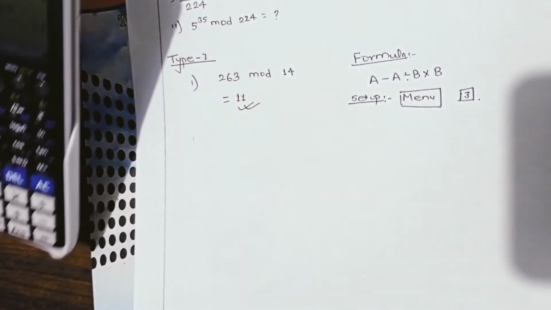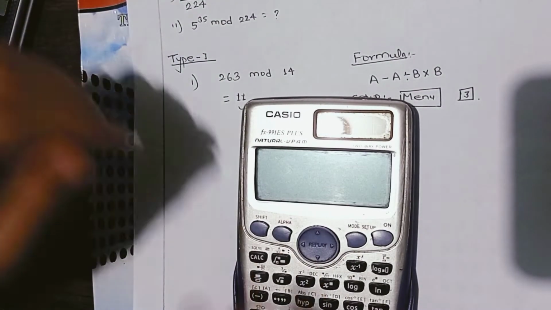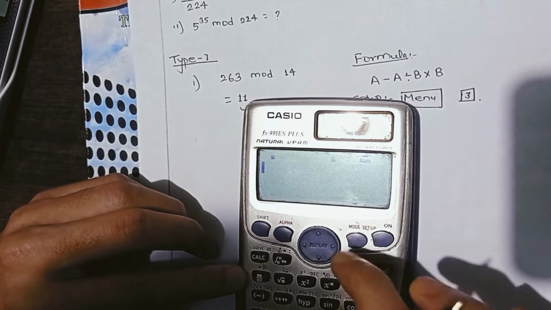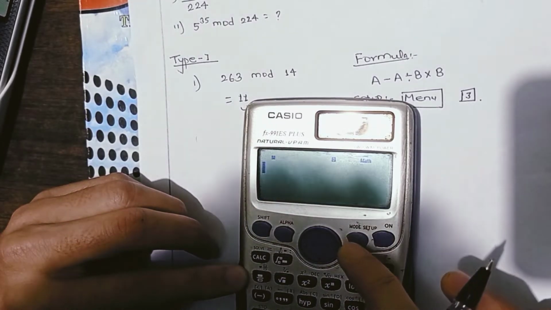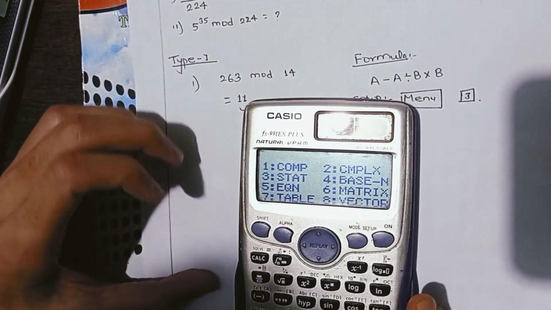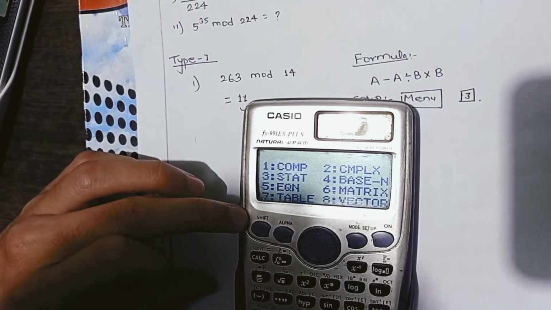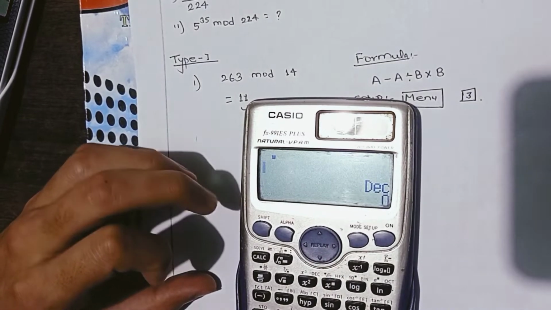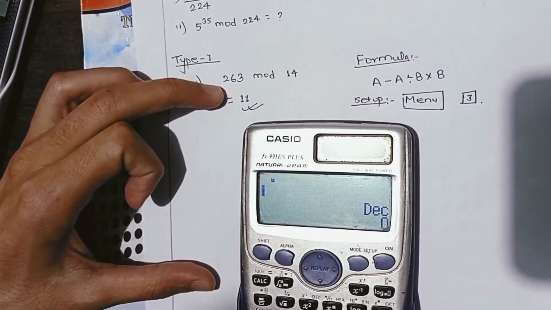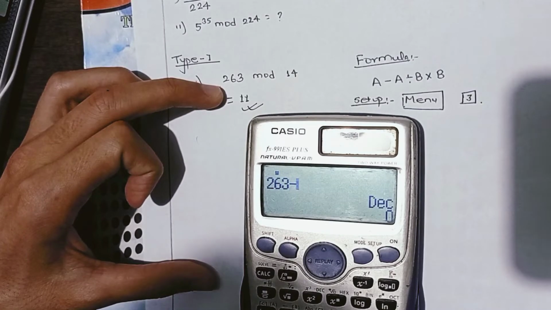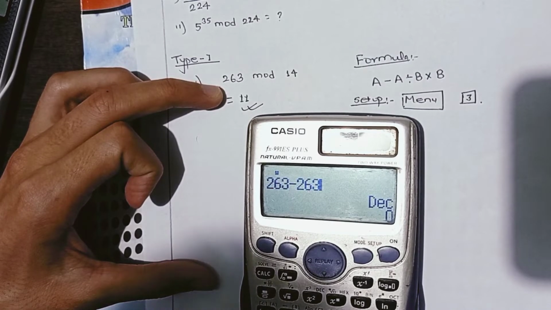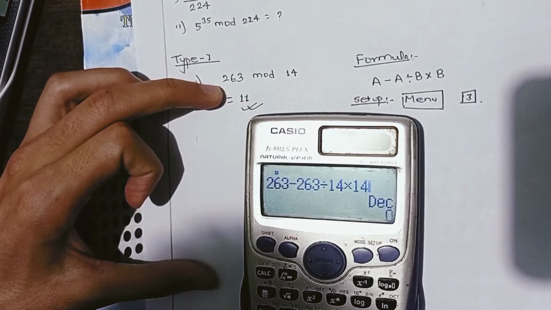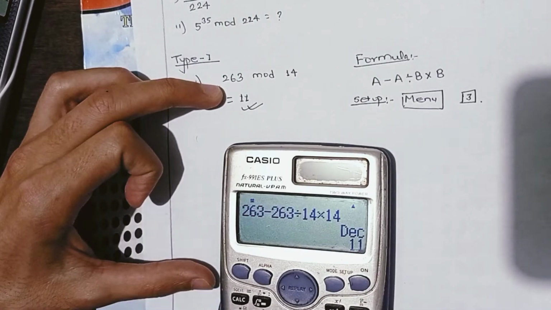You can do it as well by using the 991 ES calculator. For this, go to mode, then to number 3, Base-N. You will find this type of interface, and the same formula is used. Type 263 minus 263 divided by 14 into 14. We'll find the same answer, 11.